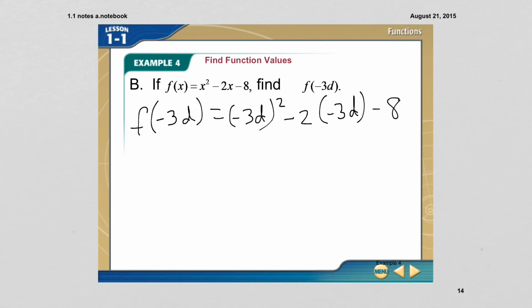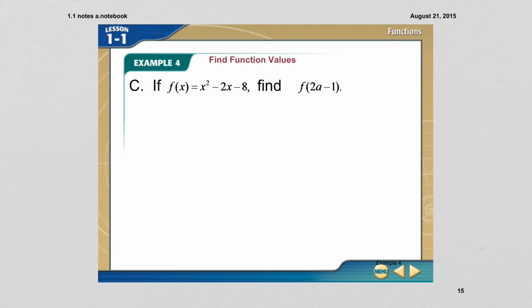Okay, we look at the first term. The negative 3 squared is going to give me 9, and d squared, of course, is d squared. Negative 2 times negative 3 is positive 6d, and then we have minus 8. So when we evaluate the function, we get 9d squared plus 6d minus 8.